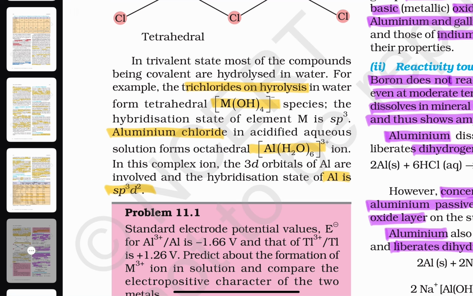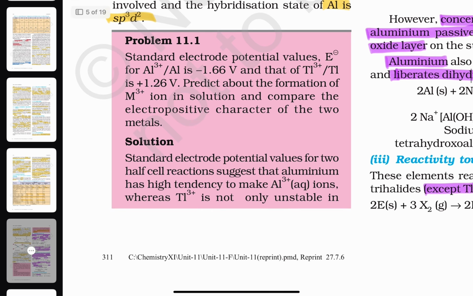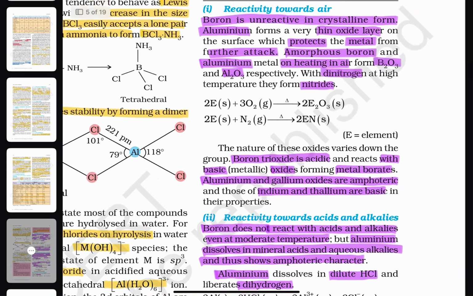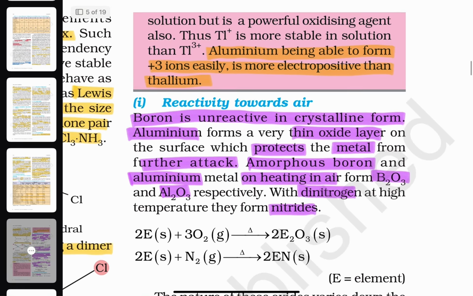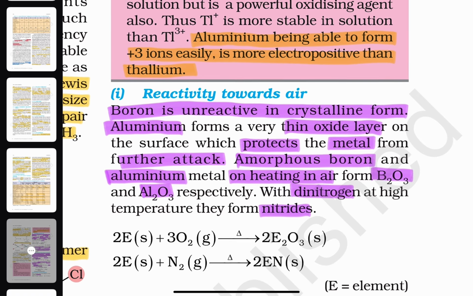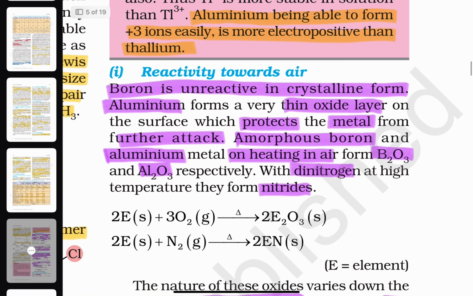For example, the trichlorides on hydrolysis in water form tetrahedral [M(OH)4]- species. The hybridization state of element M will be sp3. Aluminium chloride forms [Al(H2O)6]3+, where it is sp3d2 hybridized. Aluminium being able to form +3 ions easily, it is more electropositive than thallium.